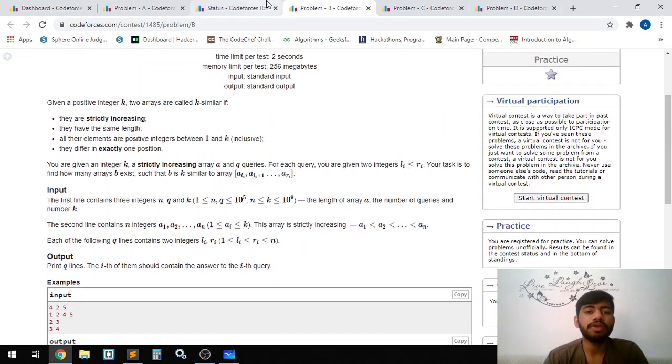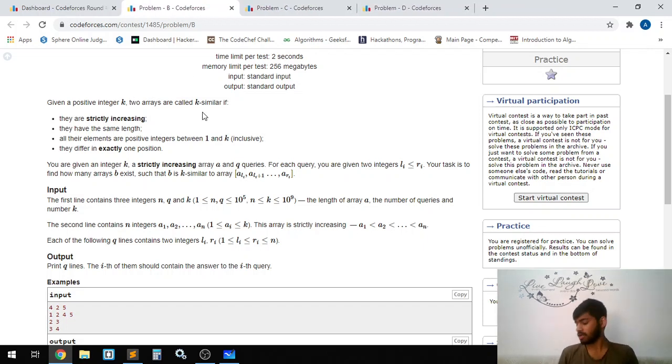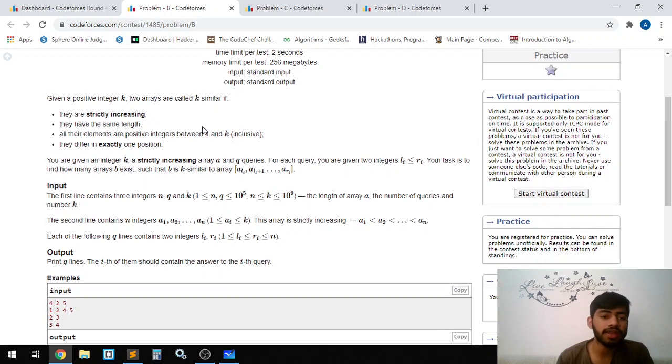In problem number B, it is asking about an array. In problem B, we are given an array A and Q queries. First it defines for us what a k-similar array is. First it tells us what a k-similar array is.